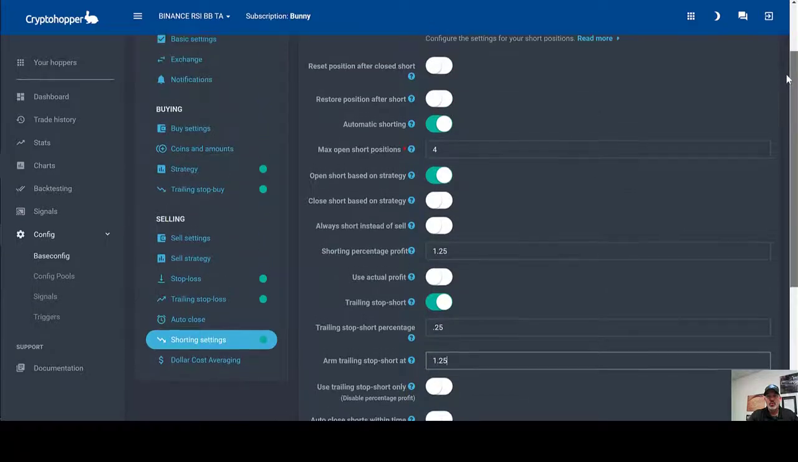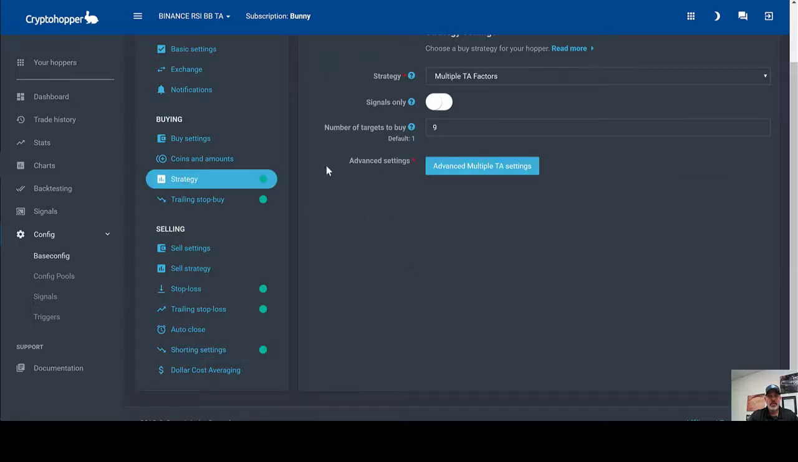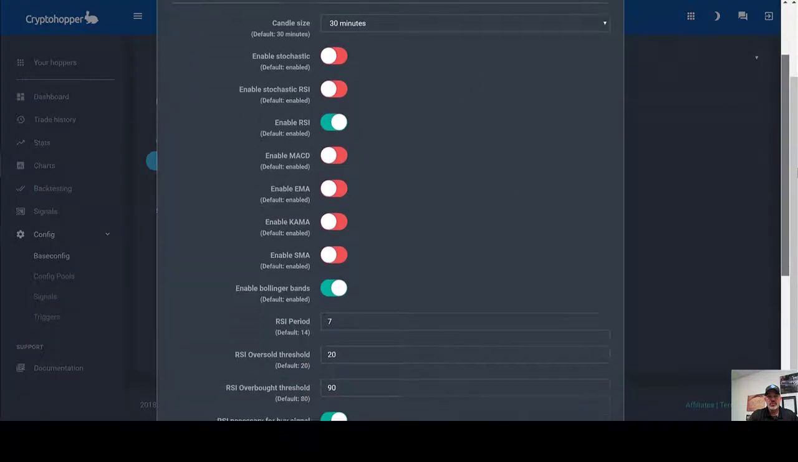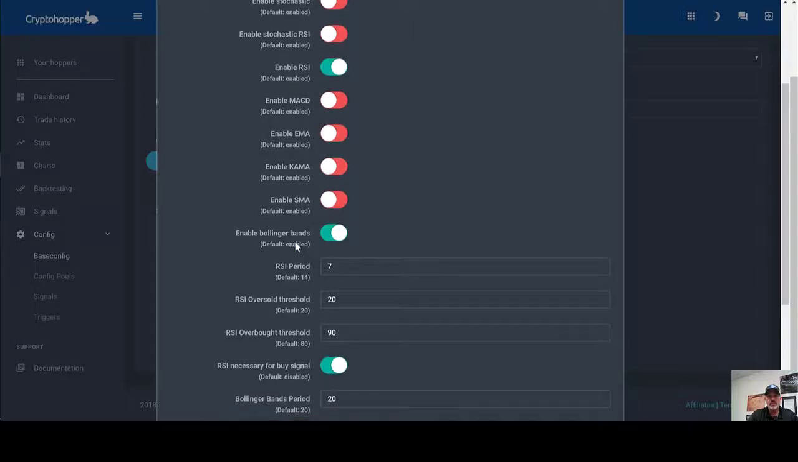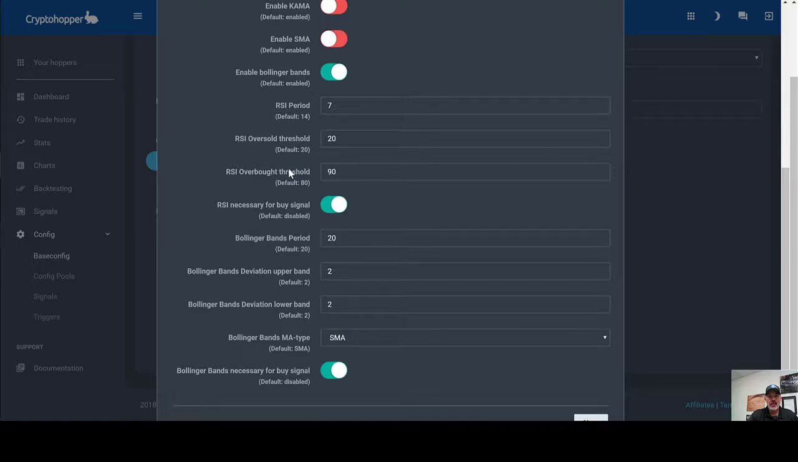CryptoHopper bot to go ahead and actually successfully execute the short selling without actually having to manually do any of the process whatsoever. Now, as far as our strategy and what actually triggers our short sells is under the strategy tab, under advanced. And so we're doing 30-minute candles. We're requiring both RSI and Bollinger Bands to be met, and the overbought threshold of 90 is what will trigger a short for our bot, including Bollinger Bands with deviations of 2 on this particular bot.